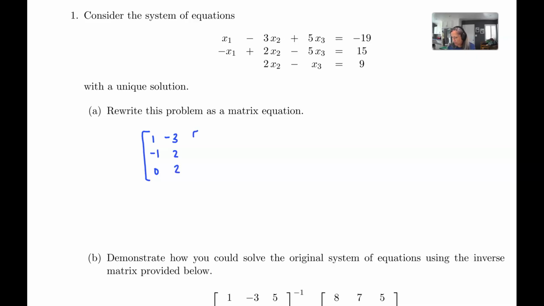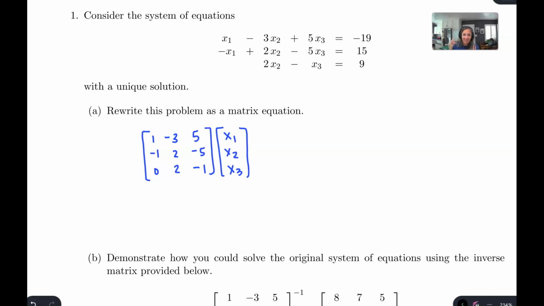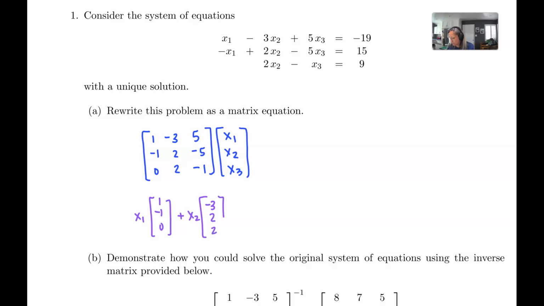And then we are going to rewrite our variables in a column vector with those variables. We know the reason we're doing this is because if we look at this as a linear transformation, as linear combinations, we have 1, negative 1, 0 times my x1 plus x2 times that second vector, right?